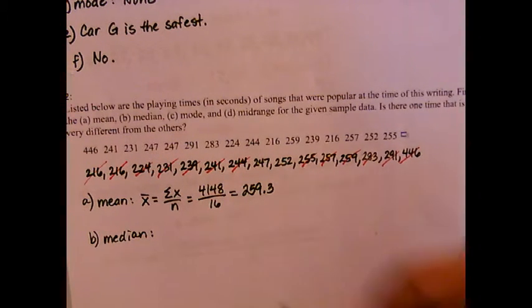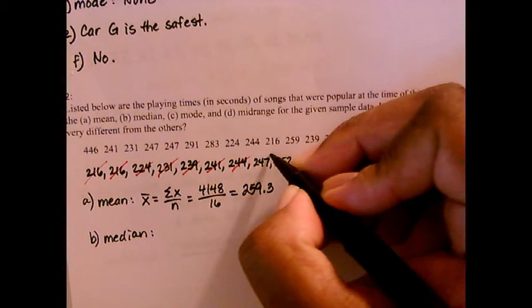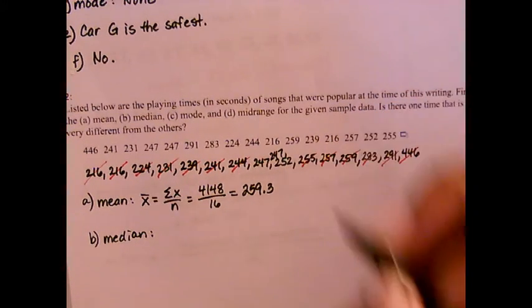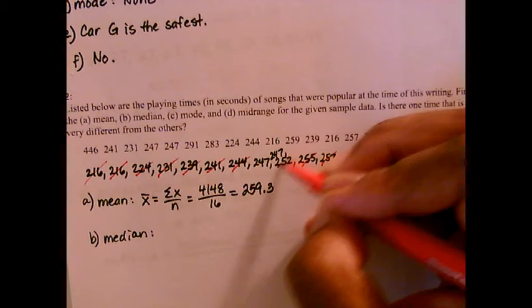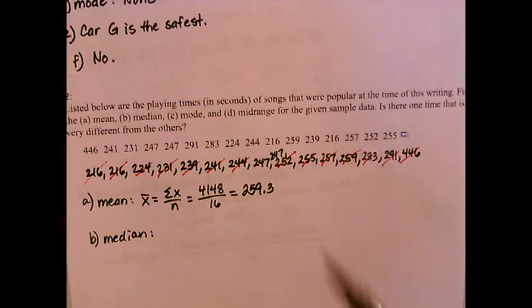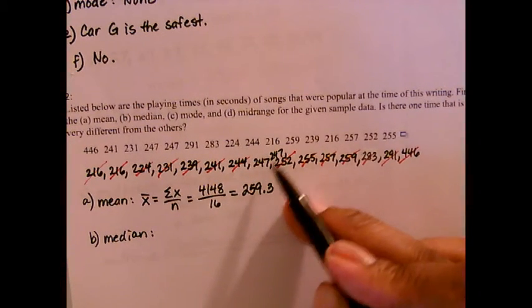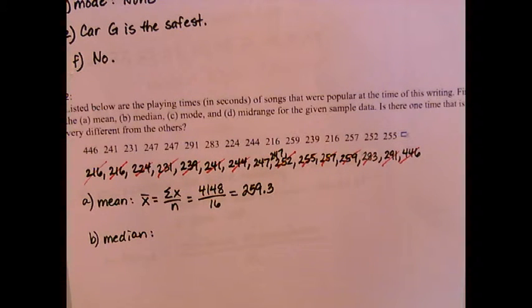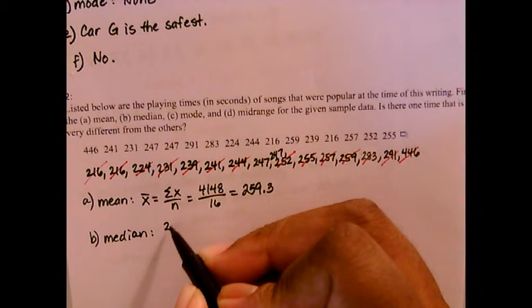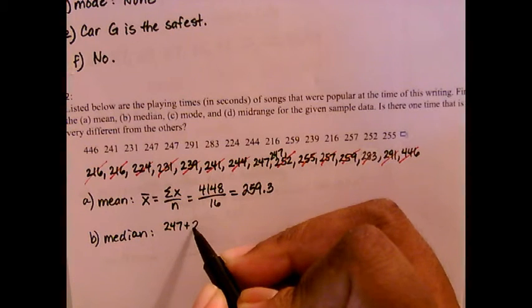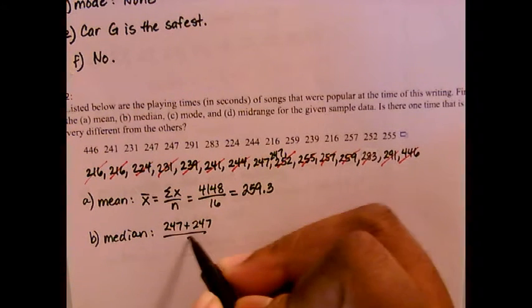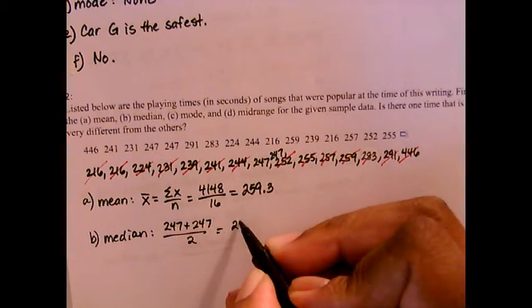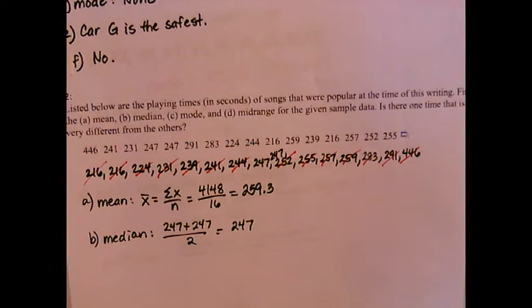And actually, I'm missing another number. That's 247. Okay. So that 252 were gone. Notice you have two numbers in the middle, which is 247. So if you take the average of those two, it'll end up being 247. So the median of that set of data would simply be 247.